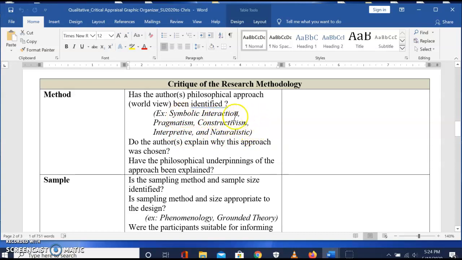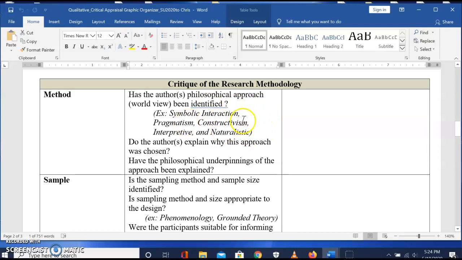So symbolic interactionism is a way that people view the world through communication from person to person. And pragmatism is a pragmatic view of the world, a very utilitarian approach. Constructivism is saying, well, my experiences have really influenced my knowledge of the world, and so therefore it's really important for me to make sense of meanings in my life through my experiences.